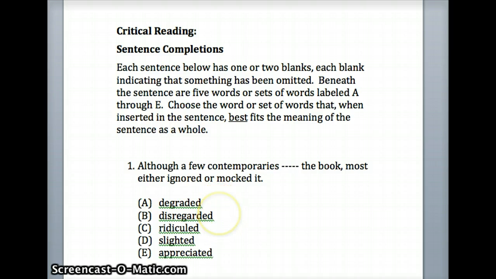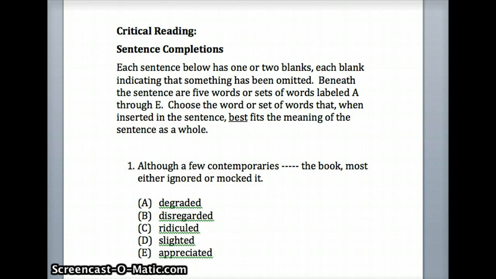I'm looking at my second word choice, disregarded. That too has nothing like the word liked. I'm going to cross that out. The word ridiculed and slighted. Neither one of those have anything to do with my word that I picked. And I look at the fifth word choice, appreciated. I think that has something to do with my word that I chose, liked.